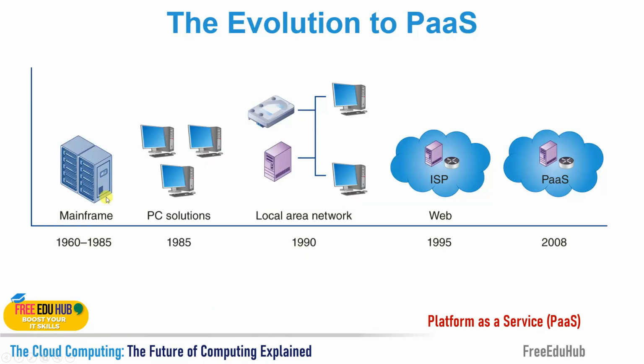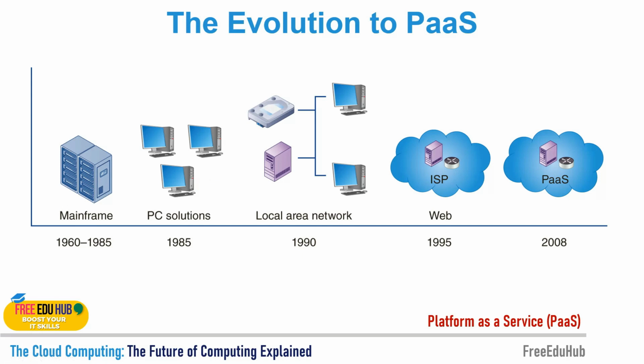Then we can see the evolution of platform as a service. Mainframe computers came in the 1960s to 85. Then in 1985 we had the individual PCs which people purchased and placed in their houses for basic applications. Microsoft Word and other applications were there at that time as well.